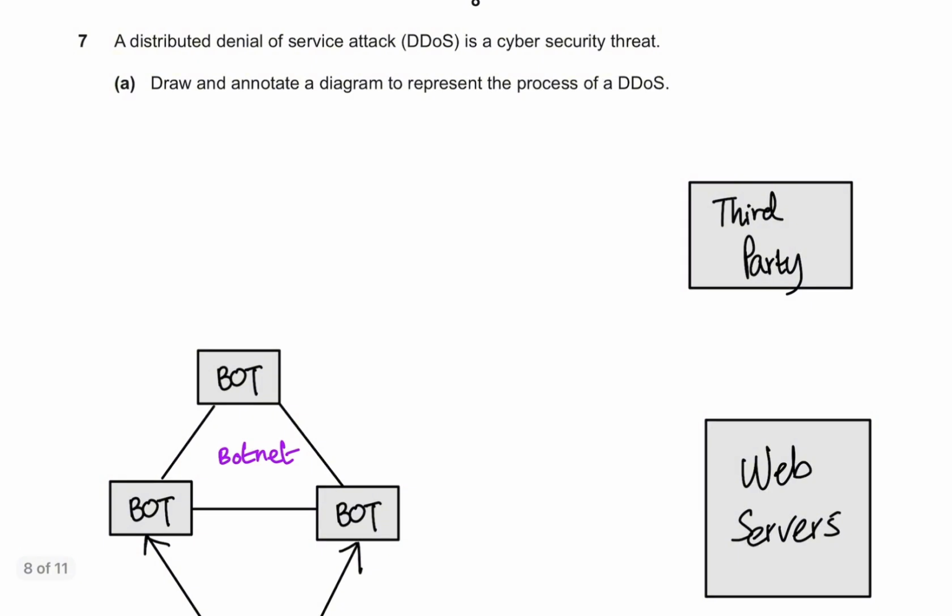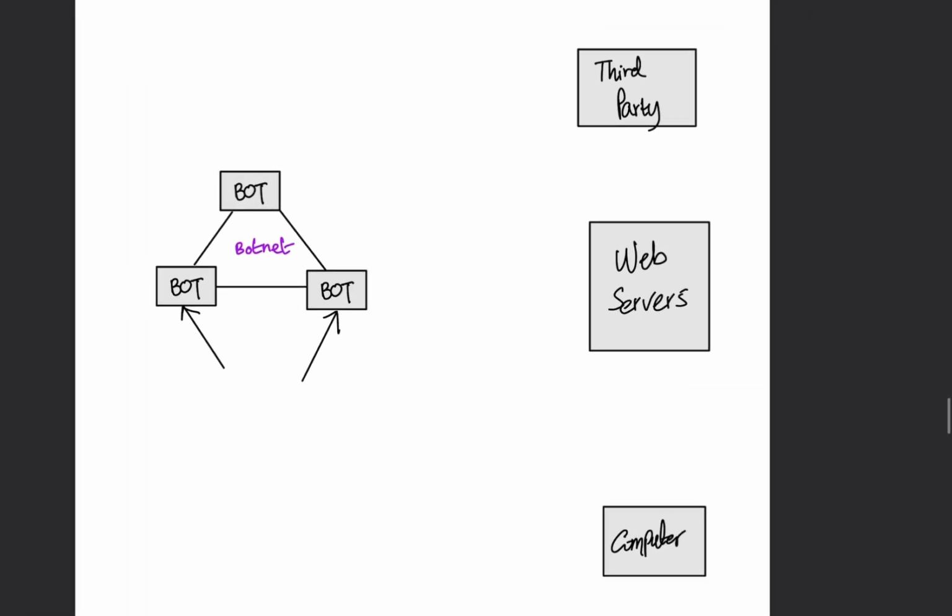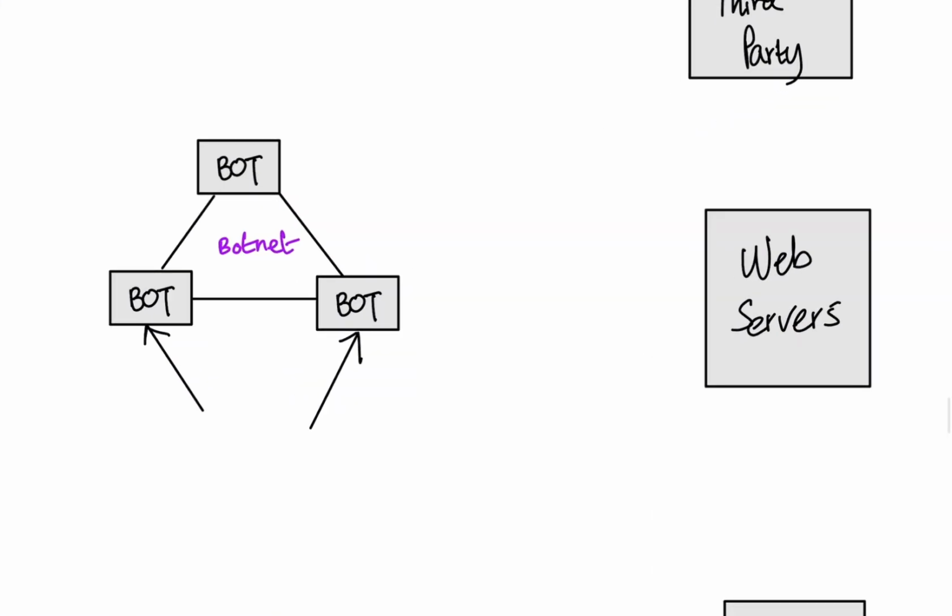Question number 7 says a distributed denial of service attack, which is named as DDoS. It is a cybercrime security threat. Draw and annotate a diagram to represent the process of DDoS. If you have studied the DDoS chapter, you might have seen that you have to draw these diagrams.